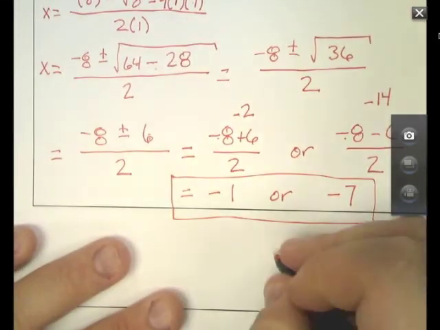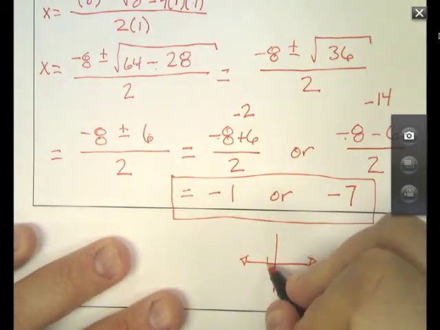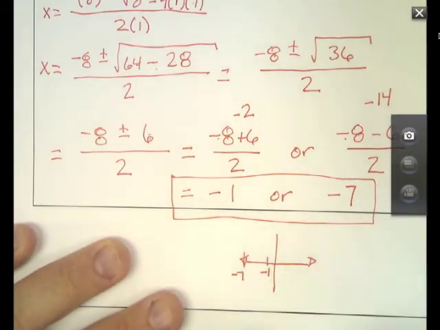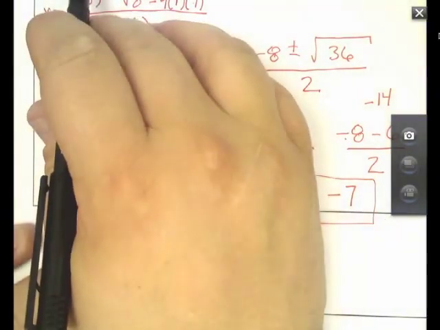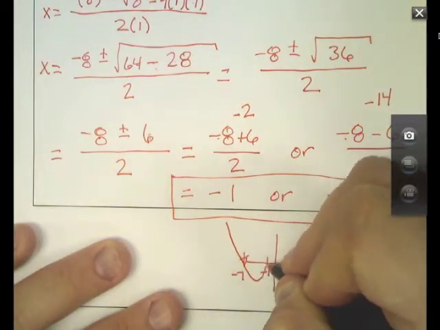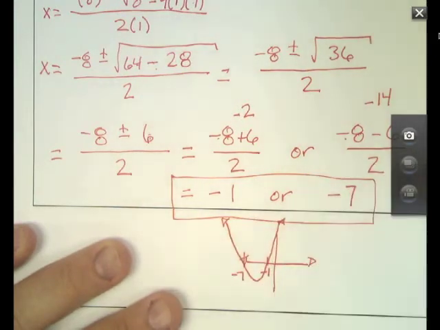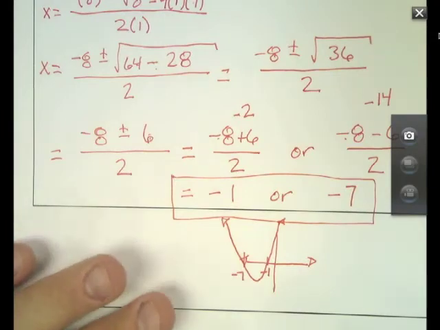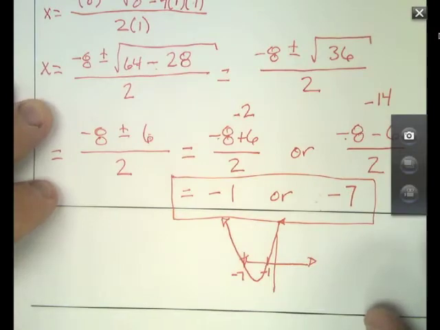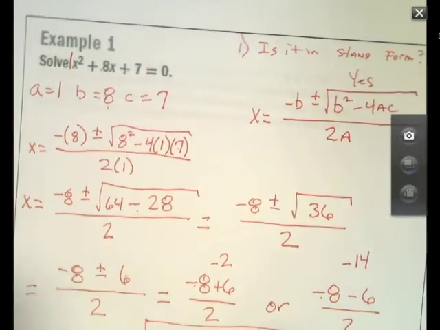So if I were to graph this quadratic equation, I'm going to have a parabola that goes through negative 1 and negative 7, and I know it's positive, so it goes up. My parabola is going to look something like this, kind of ugly, but it definitely goes through those 2 points. What I want you to do is find those 2 answers, and that's what the quadratic formula helps us do.